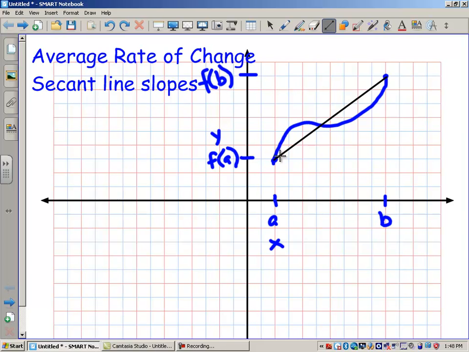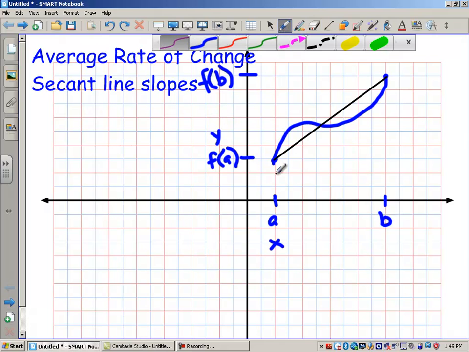So we're just connecting the endpoints, and we're going to find the slope of that line, and that's like the average slope of this graph. This graph went up, sort of flattened out a little bit, came down a little bit, and then went up again. If we find the slope of this black line, it's the average slope of all of those x coordinates between A and B. So let's see if we can't calculate that slope.